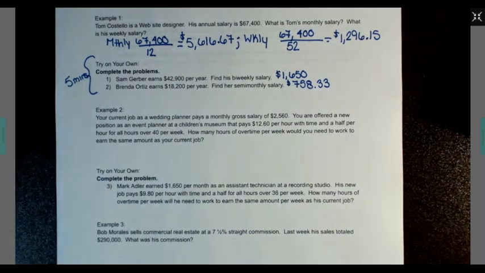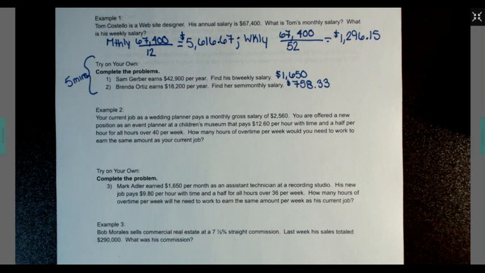All right, example 2. Your current job as a wedding planner pays a monthly gross salary of $2,560. You are offered a new position as an event planner at a children's museum that pays $12.60 per hour, with time and a half per hour for all hours over 40 per week. How many hours of overtime per week would you need to work to earn the same amount as your current job?